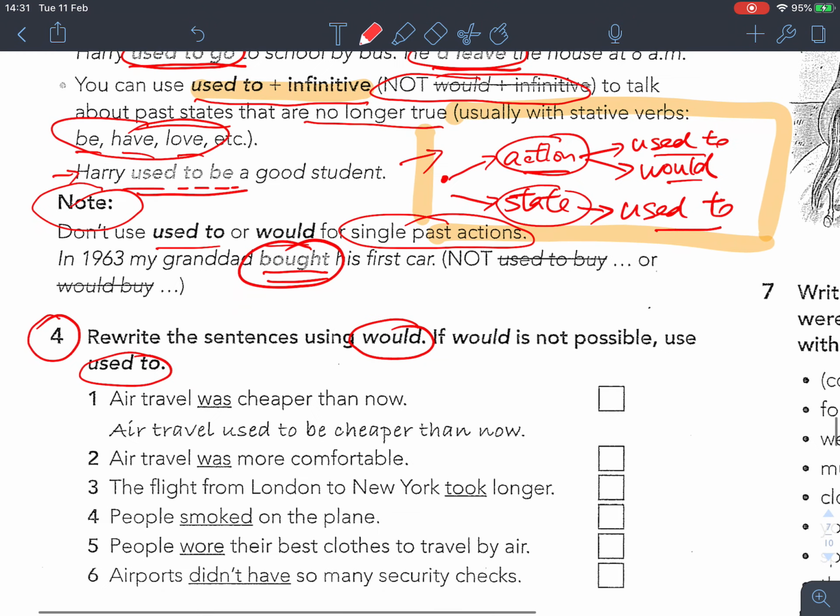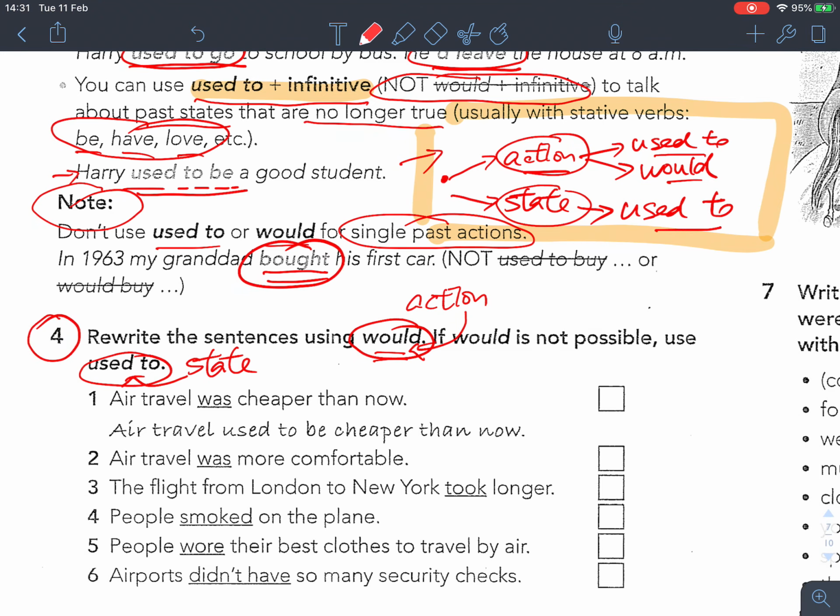But now the instructions say that we use would if possible. So normally, if it is an action here, we use would. Normally, we can use both used to and would, right? But here, according to these instructions, we can only use would for action. So if would is not possible, what does it mean? It means it is a state, right? Then we use used to, right? Is that clear? So pay attention to the instructions.